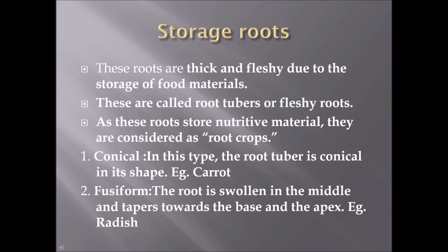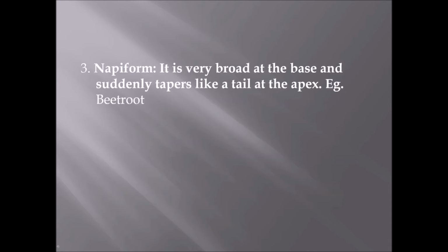on the end, it tapers to the base. So the base will be very thin, only the center part will be swelled up. So such type of roots are called fusiform roots. So example radish. The third type is napiform.